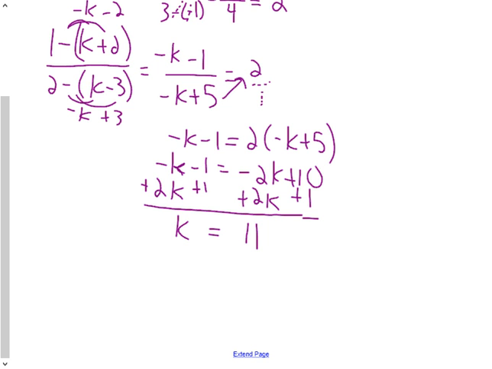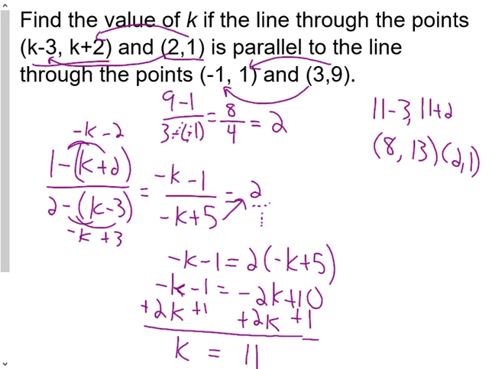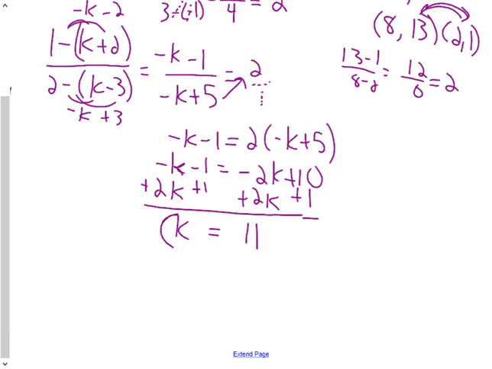Now plug it in. Clearly this is one where there's lots of spots you could have made mistakes. So if we plug 11 in up here, right, we've got K is 11 minus 3, 11 plus 2 gives us 8, 13. So 8, 13 and 2, 1 should have a slope here. We'll go the other way. Well, 13 minus 1 is 12. 8 minus 2 is 6. And 12 over 6 is 2. So our slopes match. And again, the answer there wasn't the slopes matching, but K equals 11.